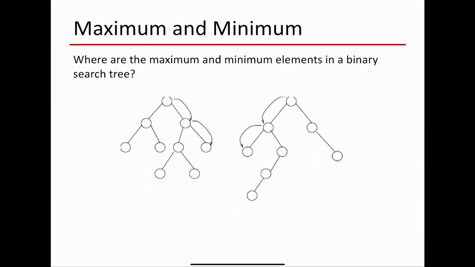Okay, so maximum and minimum. Where is the max value in a tree? It is the rightmost value. Where is the minimum value of the tree? Leftmost value.